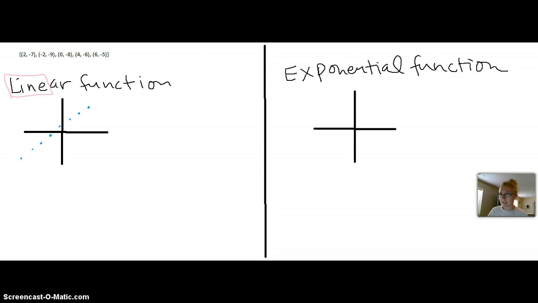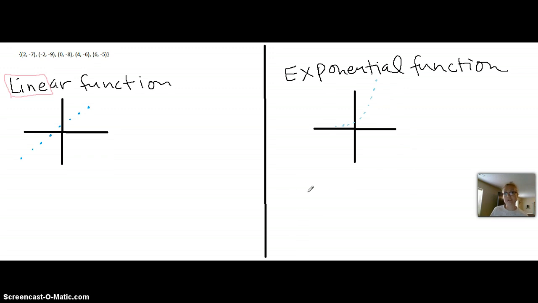Okay, so let's go ahead and draw what that would look like. So you can see the growth starts out kind of small, but then it picks up and picks up and picks up, and you get something like this.